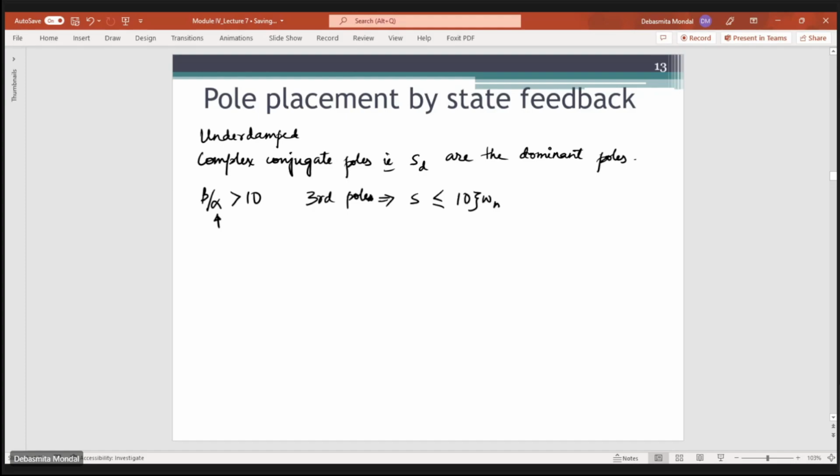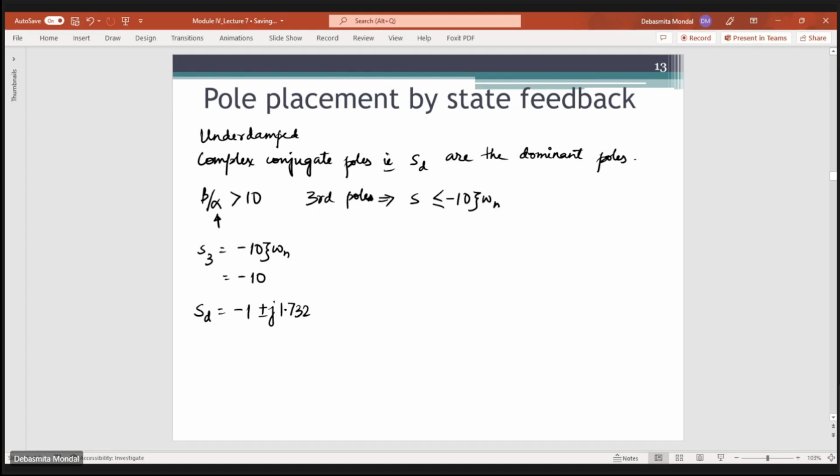So let's place the third pole S3 at minus 10 zeta omega n, which is nothing but minus 10. So we have found what the 3 poles of your system will be. The other poles were minus 1 plus minus j 1.732. So these are the 3 closed loop poles of the system.